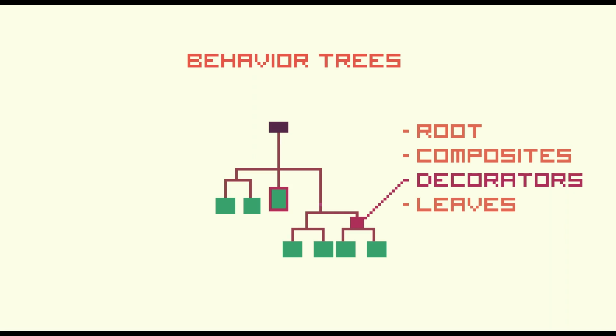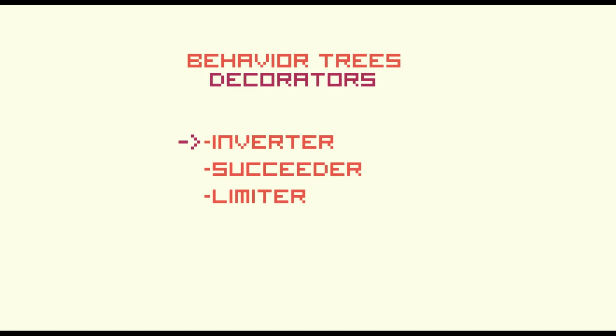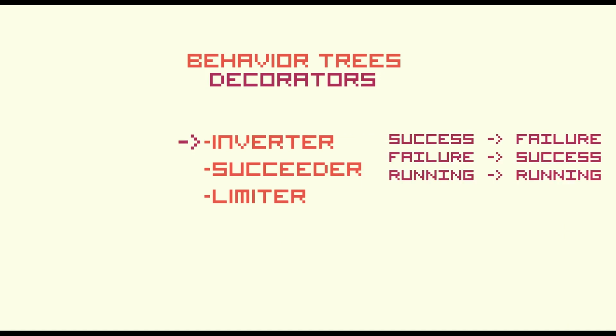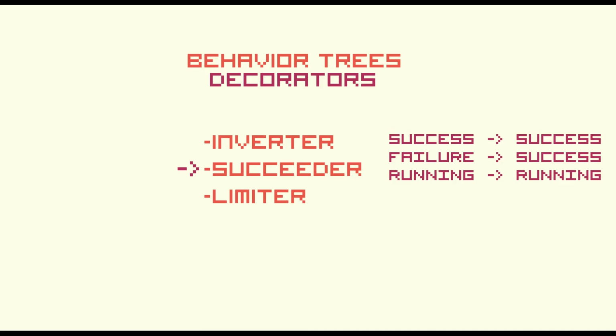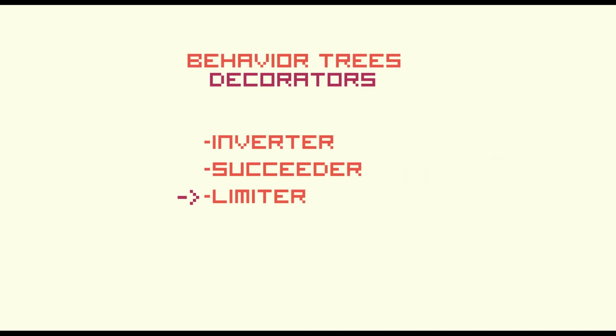So here are some examples of decorators. The inverter, also known as NOT, is a node that inverts the output of its children. The succeeder, or always succeed, returns success regardless of the result. And the limiter works slightly differently from the other ones. Instead of changing the output, it adds a limit on how many times its children should be called.